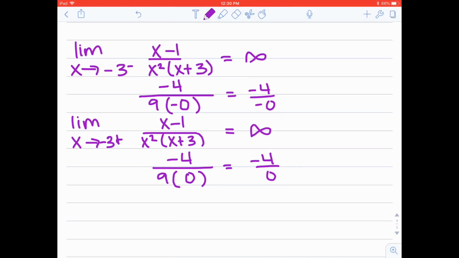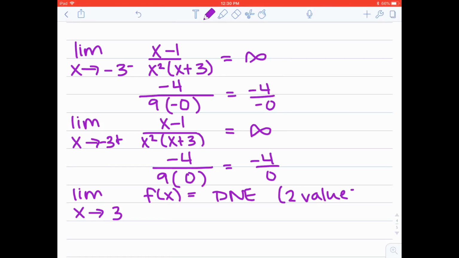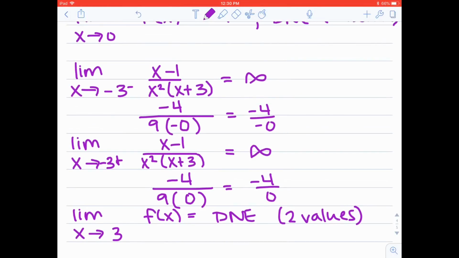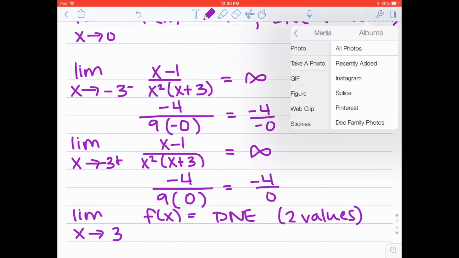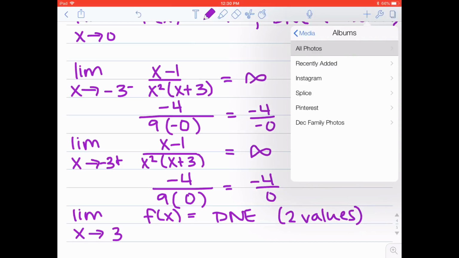So here our conclusion is going to be the limit as x approaches negative 3 of the function does not exist. And the reason it does not exist is not because it's unbounded. The reason it doesn't exist is actually because there's two different values there. One went to positive infinity, one went to negative infinity. So let's go ahead and get a picture of that, just so you guys believe me.